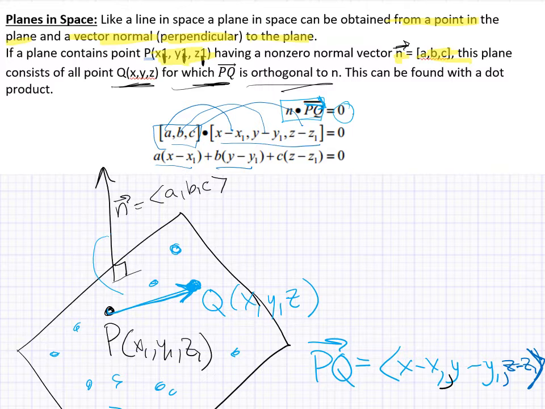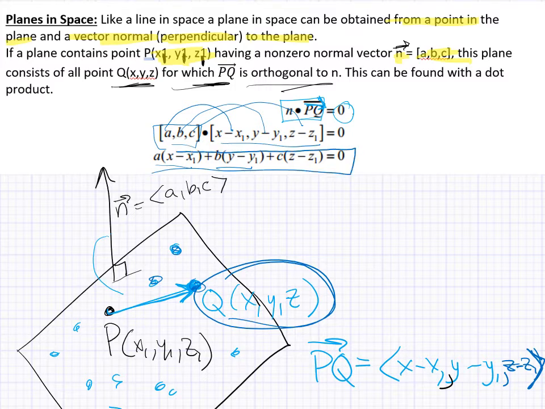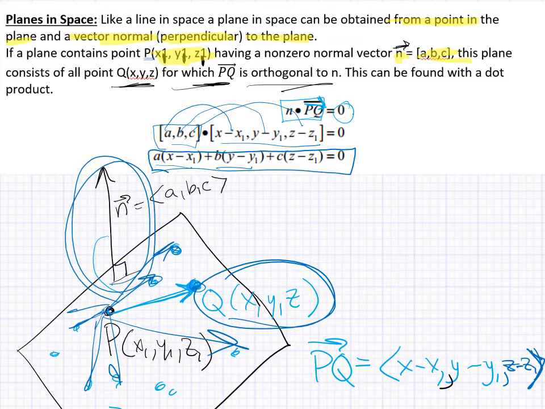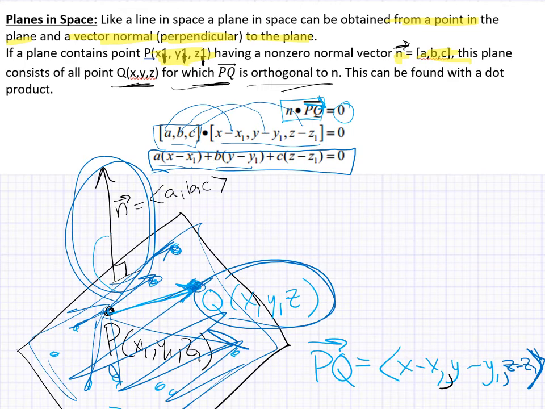All the x, y's, and z's, all the points Q, whether it's here or here or here, that satisfy that equation should make up my plane. All the points Q, so that when I connect PQ together and create another vector that's normal or orthogonal to this vector, should make up all the points on my plane. So there's your equation of a plane. We'll look at it a little bit closer.